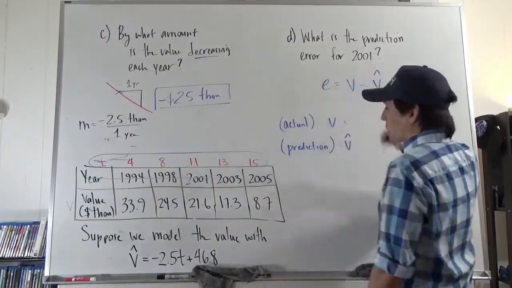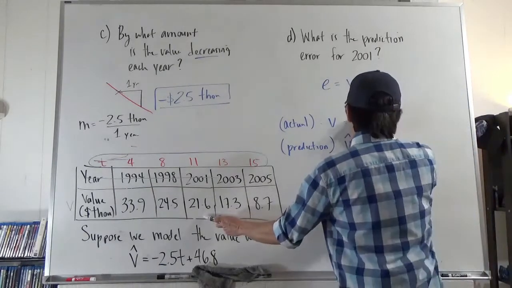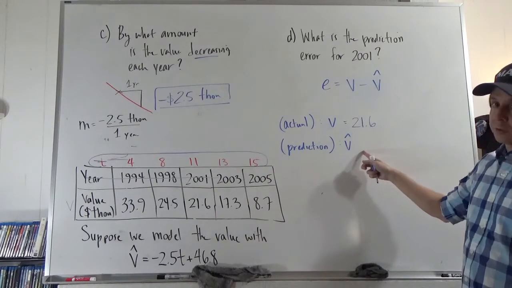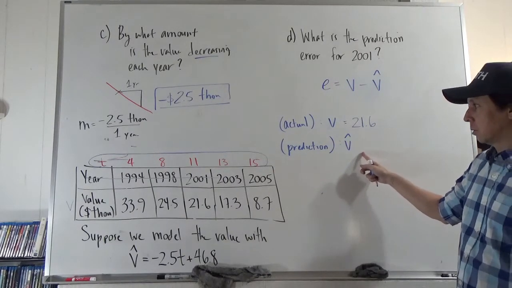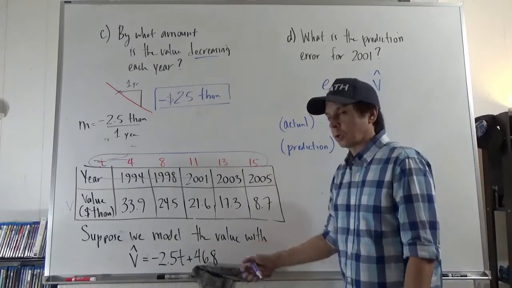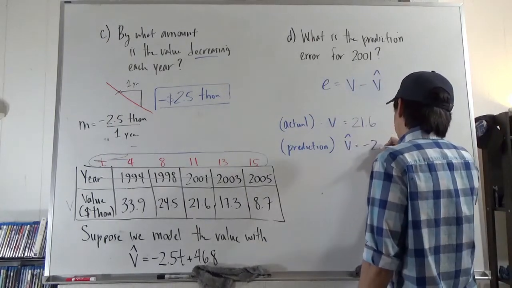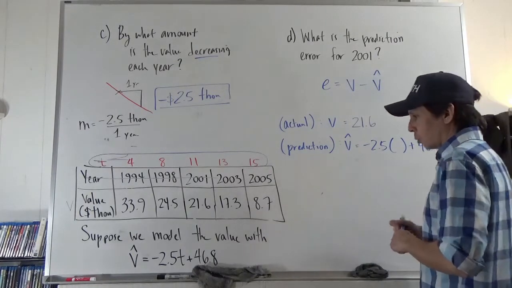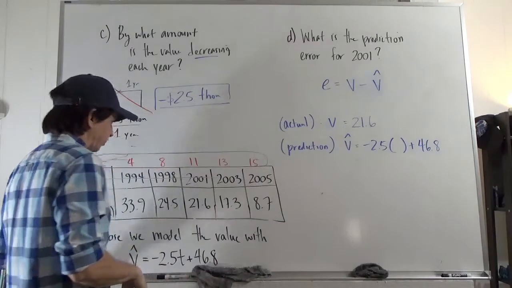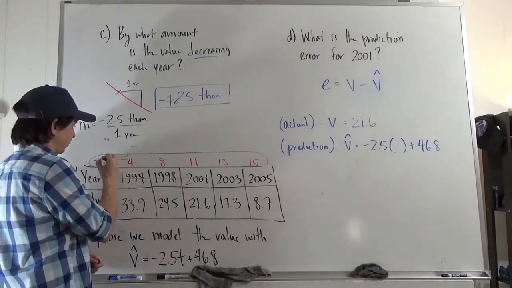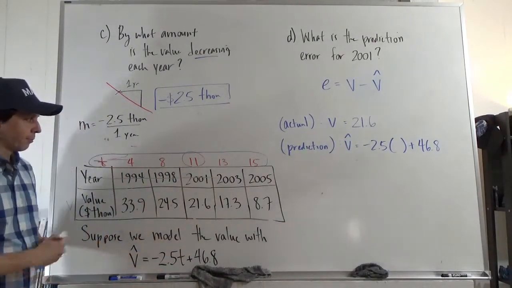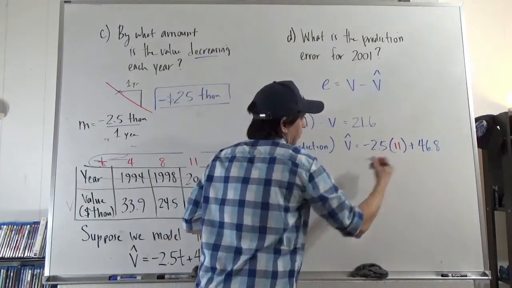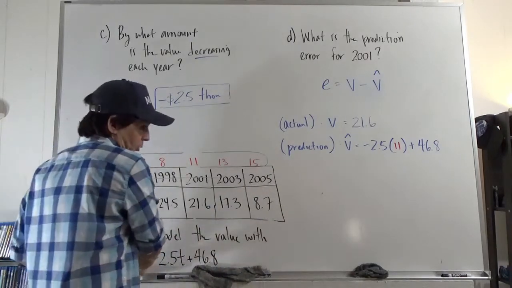And for the year 2001, what's the actual value? 21.6. What's the V hat value, the predicted value in 2001? We don't have it. We got to use that equation. Think about what you're plugging in for T, because you're not plugging in 2001. Plug it in. 11. Okay, worked it out. Watch the negative, or don't forget about the negative rather.